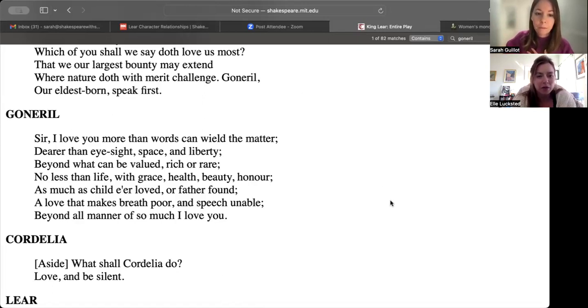Sir, I love you more than words can wield the matter, dearer than eyesight, space, and liberty, beyond what can be valued, rich or rare, no less than life with grace, health, beauty, honor, as much as child e'er loved or father found, love that makes breath poor and speech unable, beyond all manner of so much I love you.